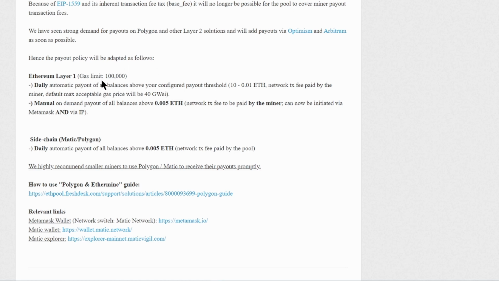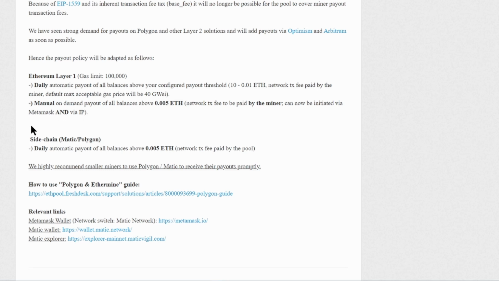Ethereum layer 1, gas limit 100,000. Daily automatic payouts of all balances above the configured payout threshold. And you can configure the payout between 10 Ethereum and 0.01 Ethereum. There's a network transaction fee paid by the miner. Default max acceptable gas price will be 40 gwei. Manual on-demand payouts of all balances above 0.005 ETH. Network transaction fee to be paid by the miner, which can now be initiated via MetaMask and via IP.